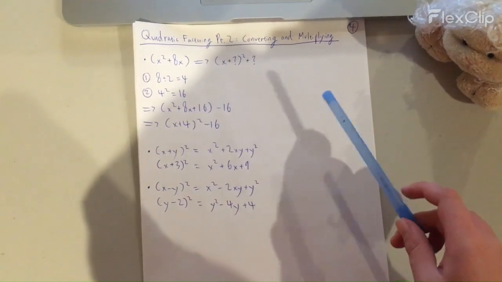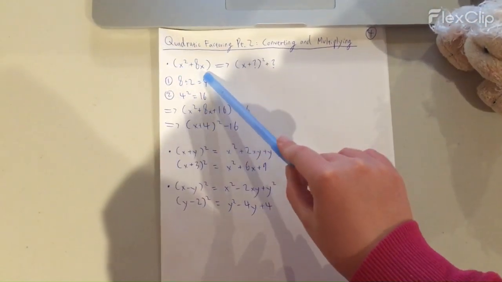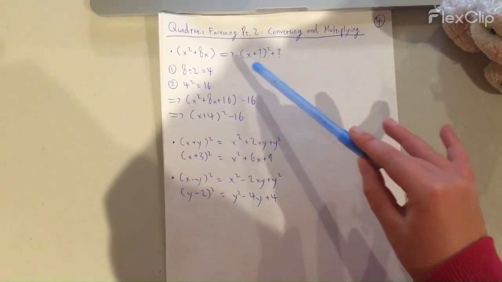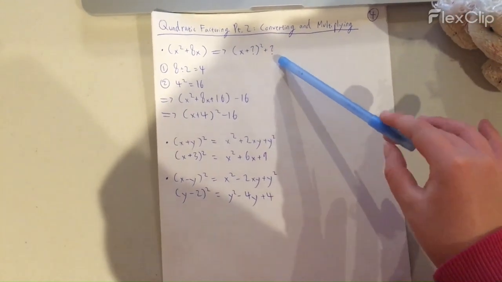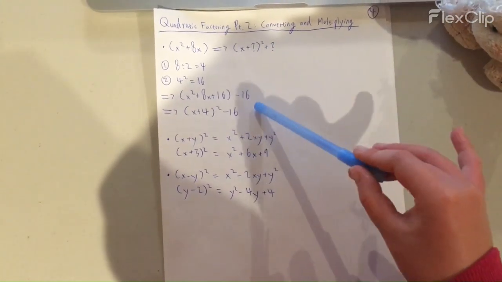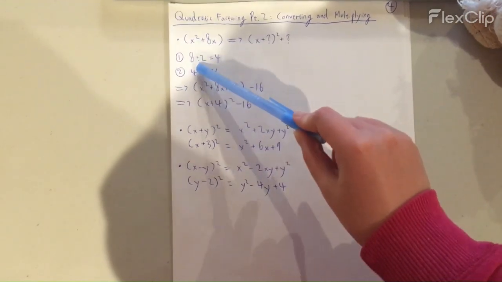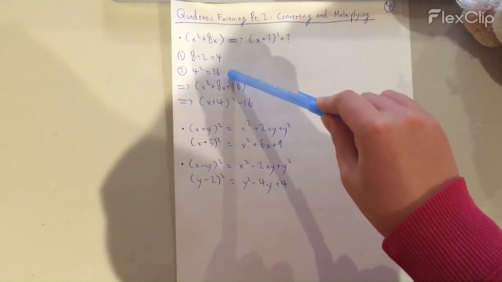Now we are converting and multiplying equations. So in this part, x squared plus 8x, we are trying to convert to this format: x plus something squared minus something. This should be minus. So first of all, the coefficient of x, which is 8. So 8 divided by 2 equals 4. And now if we square that, it equals 16.